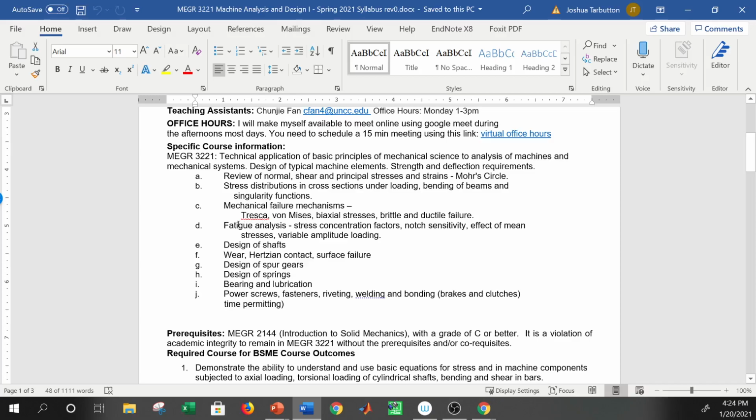We talk about failure in terms of fatigue. Fatigue is responsible for, I think, above 90% of all failures. It costs billions of dollars per year worldwide, and it's a sneaky failure mechanism, and we have to be able to design against it. So we will do fatigue analysis. We'll look at the life cycle of parts.